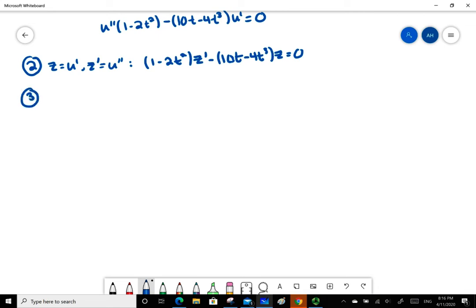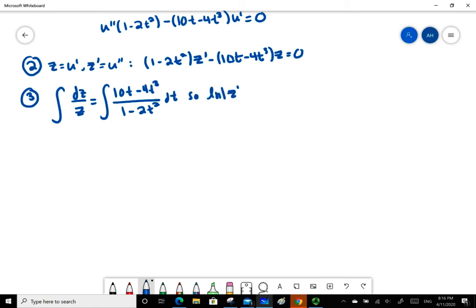We now solve the equation for z using separation of variables. Separating variables gives us that the integral of dz over z will equal the integral of 10t minus 4t cubed over 1 minus 2t squared dt. So the natural log of the absolute value of z equals the integral of 10t minus 4t cubed over 1 minus 2t squared dt. The right side is a bit tricky to integrate.